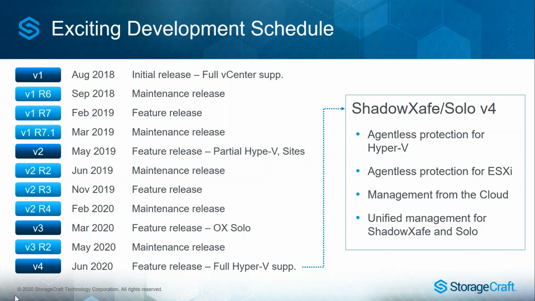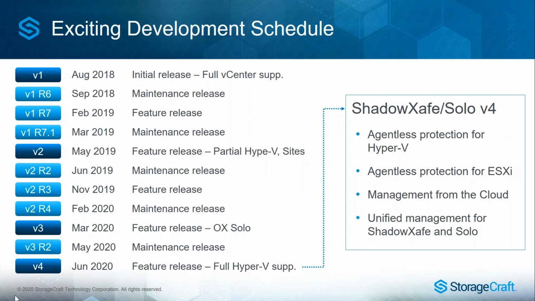So this is what the development of Shadow Safe has looked like since our initial release in August 2018. That's the first time we came out with it, very end user and enterprise focused. We came out with full support for vCenter. That was the impetus, being able to protect VMs in virtual environments, both with an agent and agentless, bringing that UI that I just talked about into one release.